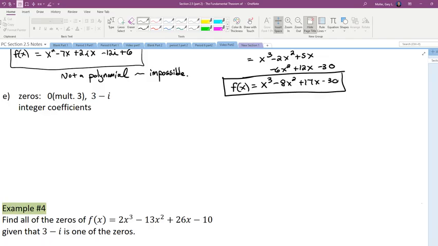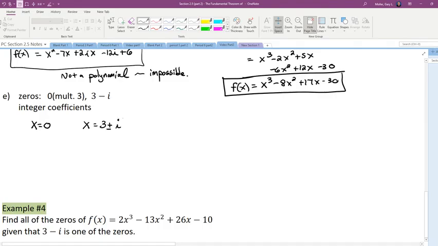This one, again, doesn't specify how many zeros, so it's going to be a lot like the last one. We know that 3 of my zeros is 0, so one of my answers is x equals 0, and then once again x equals 3 minus i. We are aware that that means 3 plus or minus i.